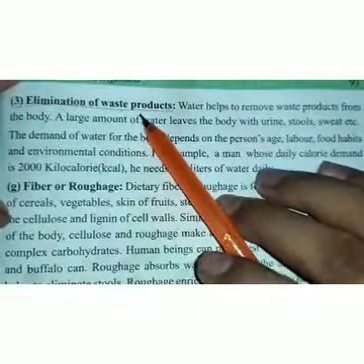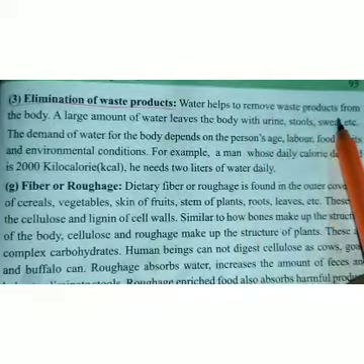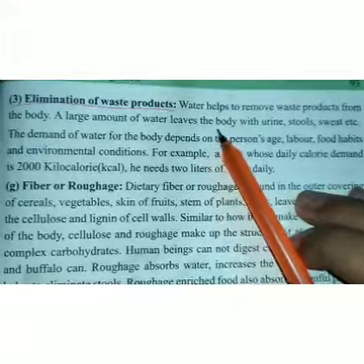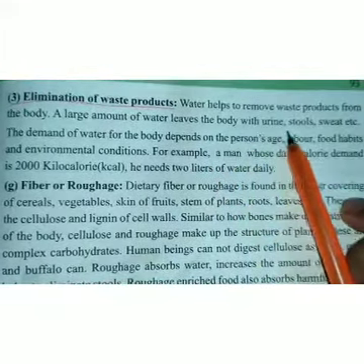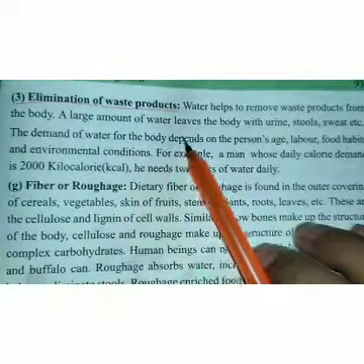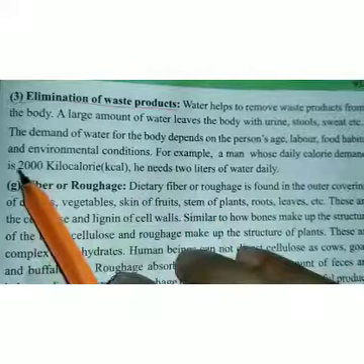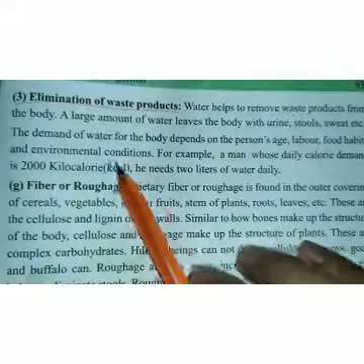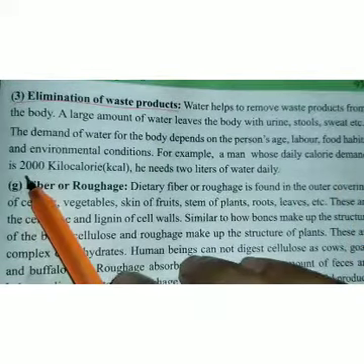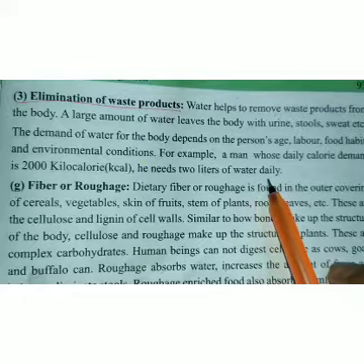Elimination of waste product. Water helps to remove waste product from the body. A large amount of water leaves the body with urine, stool, sweat, etc. The demand of water for the body depends on a person's age, level of activity, food habit, and environmental condition. For example, a man whose daily calorie demand is 2000 kilocalories needs 2 liters of water daily.